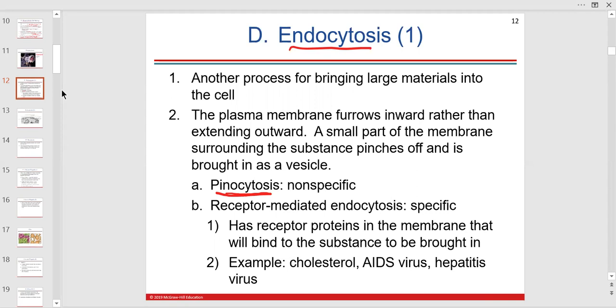So in specific endocytosis, there's a receptor, a protein receptor, that will bind to something that's brought in, like a T cell, a helper T cell, right? A helper T cell is very specific for not really AIDS. AIDS is the syndrome, but for HIV, right? Human immunodeficiency virus. So when your T cell sees that and HIV sees that, they make a perfect match, actually.